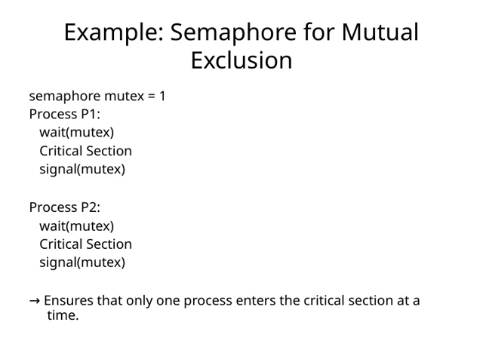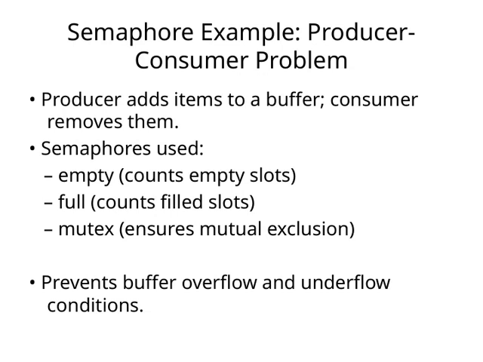The same sequence applies to process P2. This mechanism ensures that only one process can be in the critical section at any given moment, maintaining mutual exclusion. This example highlights the core idea of using semaphores to coordinate access to shared resources, which is fundamental to managing concurrent processes effectively. Let's take a closer look at this semaphore example, which illustrates the producer-consumer problem.